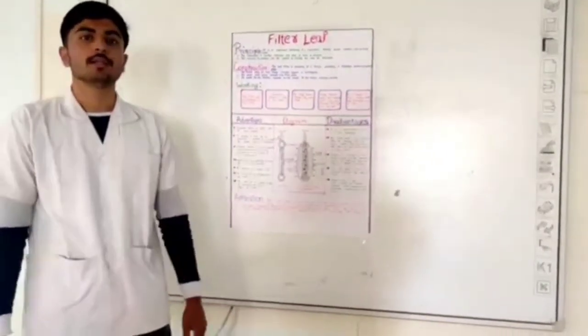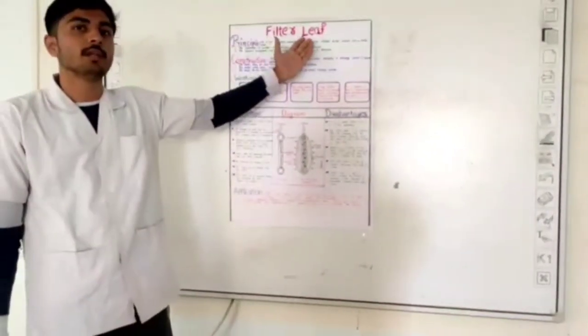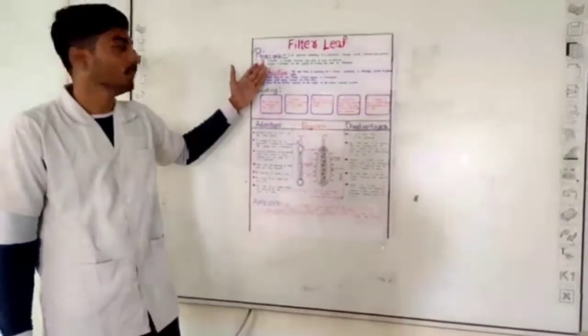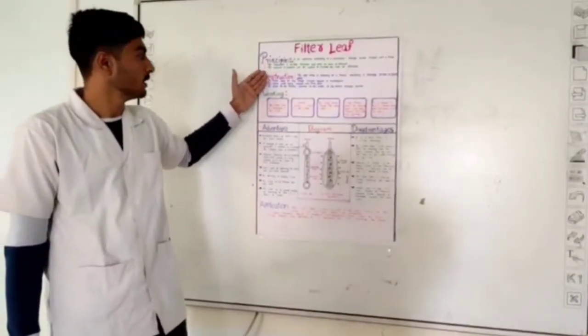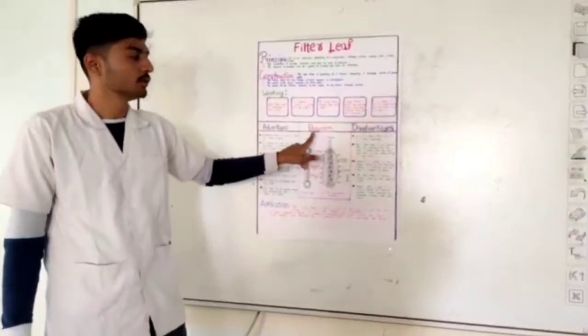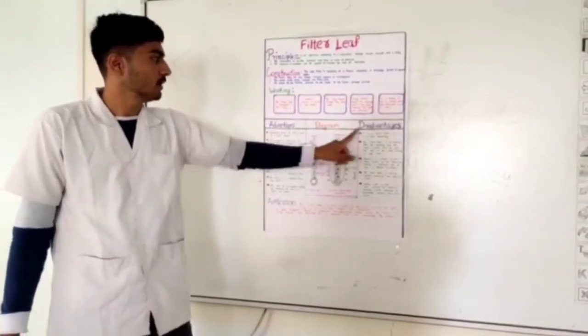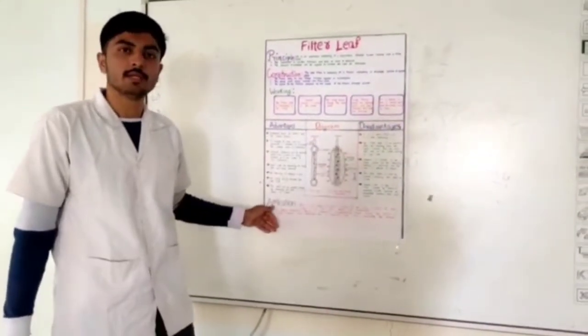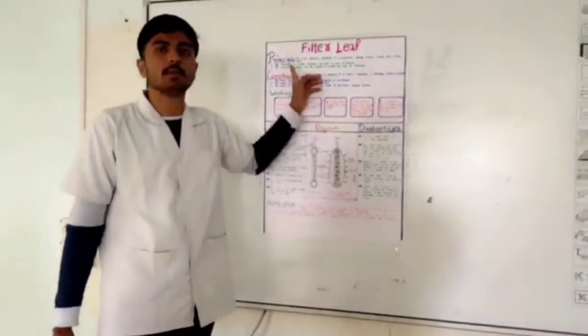So today we are going to discuss the topic named filter leaf. In this topic we will be discussing the principle, the construction, its working, the most important diagram, advantages, disadvantages and its applications in the modern world. So let us start with the principle.